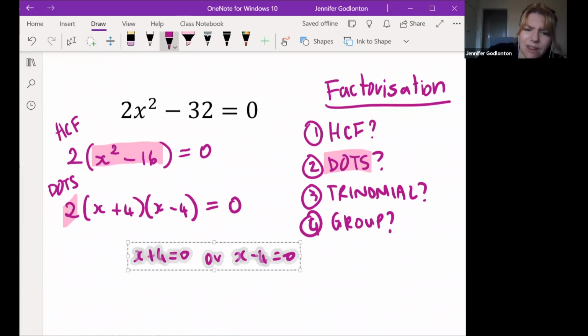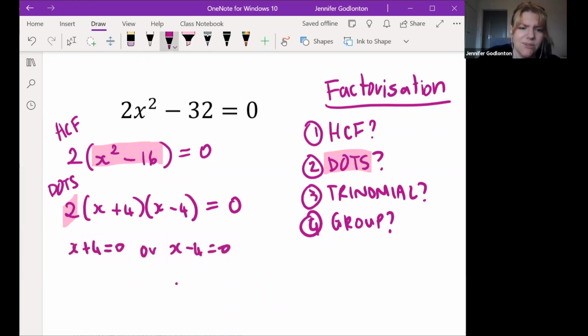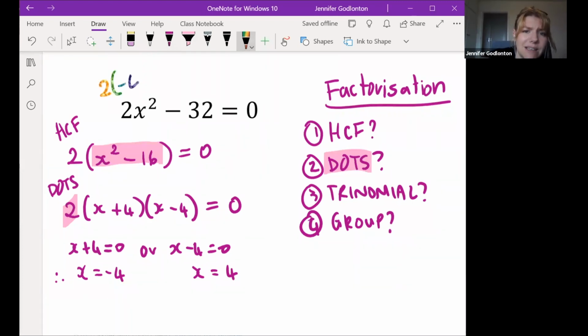So what we land up with is just these 2 over here, x plus 4 equals 0, or x minus 4 is equal to 0. And then we can just move the 4. So we're going to have x is equal to negative 4, or x is equal to 4. And then like Nelly was telling us at the beginning, you can absolutely chuck this into the equation and check that you're right. So you can say 2 times negative 4 squared minus 32 and make sure you get 0, and do exactly the same thing with 4 and make sure you get 0.